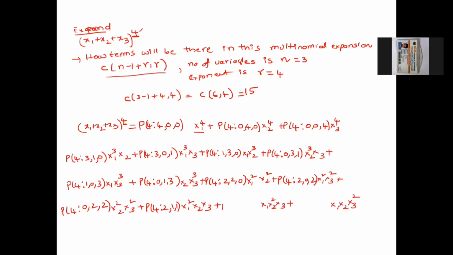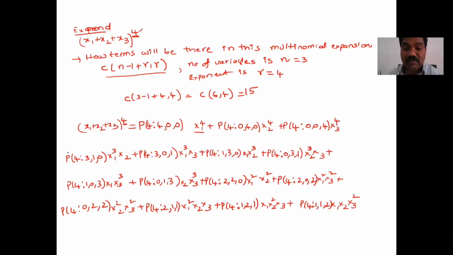P of 4 colon 1 comma 2 comma 1. Yeah, 1 comma 2 comma 1, and P of 4 colon 1 comma 1 comma 2. 1 comma 1 comma 2. Okay. So this is how we expand. Now see, we have written the terms, we have written the coefficients also. So if you observe carefully, the coefficients are what? The constant repetition formula, and we know how to write the terms.